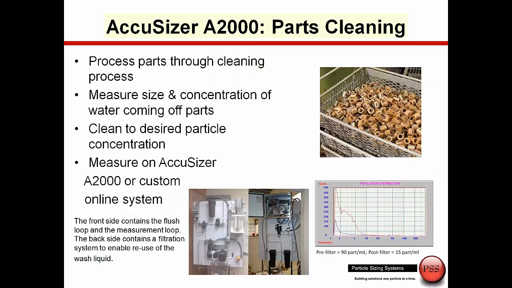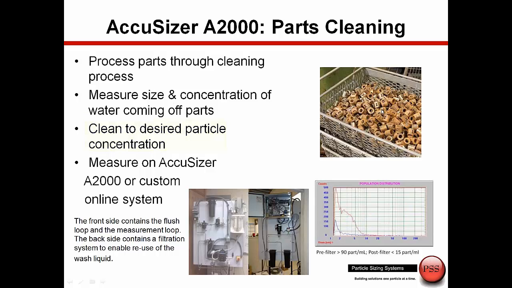Another common use of the A2000 is parts cleaning, and this could be in the aerospace industry or the microelectronics industry. And what we do here is we have parts where we need them to be as clean as possible. And what we do is we pass these parts through some kind of cleaning process. It could just be hosing them down. It could be placing them in a vat where there's an ultrasonic cleaner. And what we do is we clean the parts, and then we take the liquid after it has passed over the parts and run that through the particle sensor. We measure the size and concentration, and we may actually just clean the parts until we reach a desired particle count of the liquid that is used to clean the products.